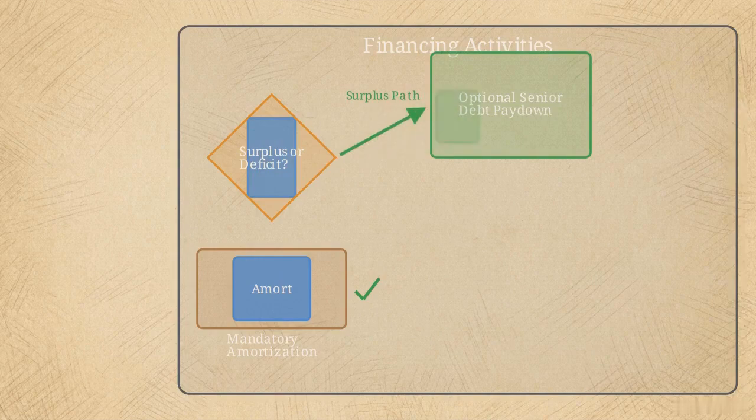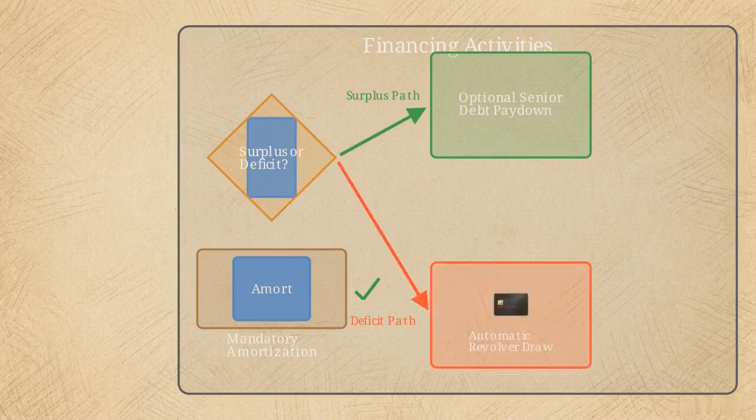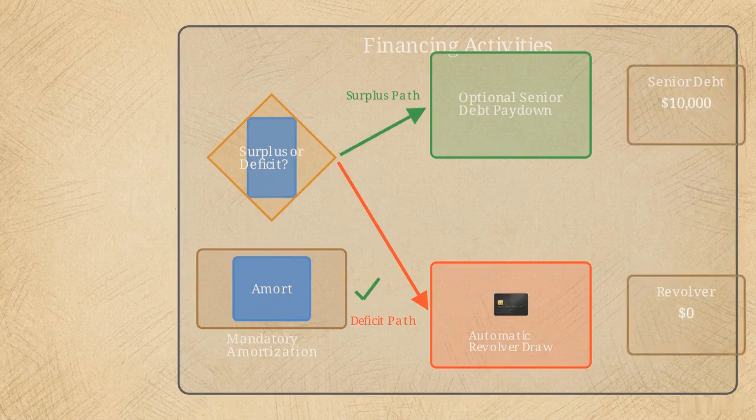If the cash balance is positive, the formula initiates the surplus path. It dictates sweeping a specific percentage of that excess cash directly toward optional senior debt paydown. If the remaining balance is negative, the deficit path takes over. The formula triggers an automatic draw on the revolver, injecting borrowed cash to fund the operational shortfall.